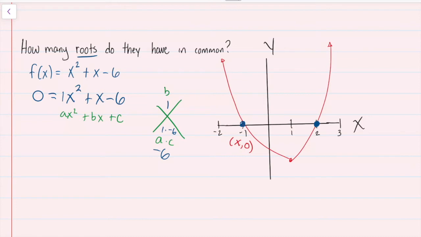Well, let's play this game. What two numbers multiplied give -6, but when you add them, give +1? Well, you guessed it. It's +3 and -2, because 3 minus 2 is 1, but 3 times -2 is -6. So we have 0 equals (x + 3)(x - 2).